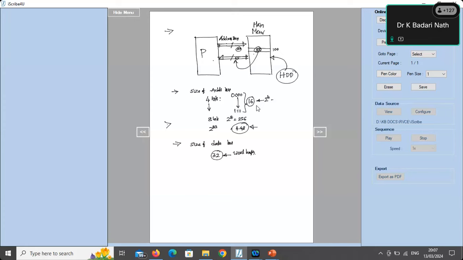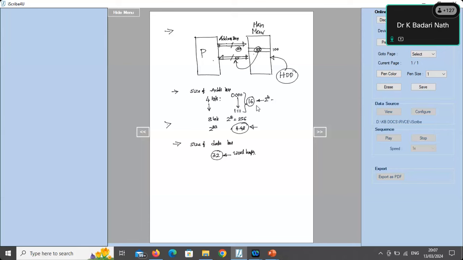When I say the processor's word length is 32 bit, it means the register size is also 32 bit. The ALU capability, the computation capability, adding two numbers at a time, is also 32 bits, and the data bus size will also be 32 bit. It's all the same.